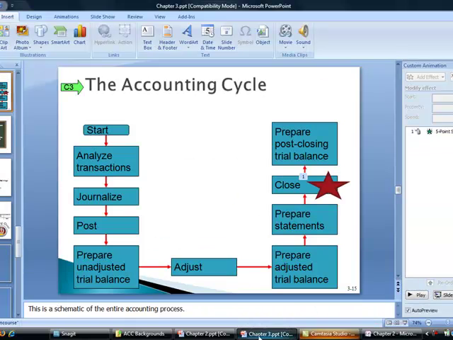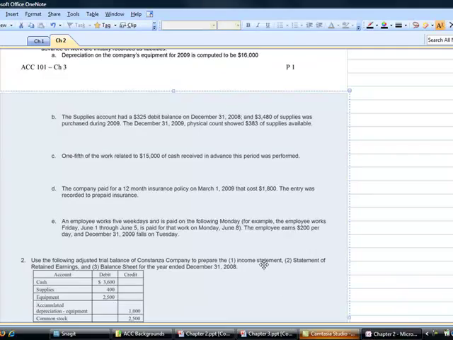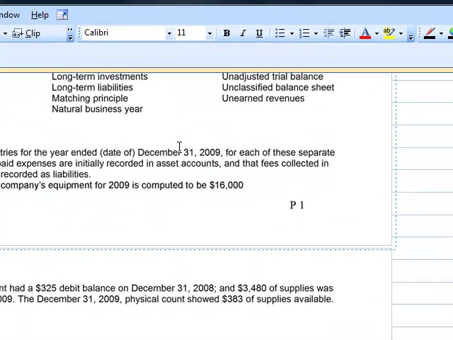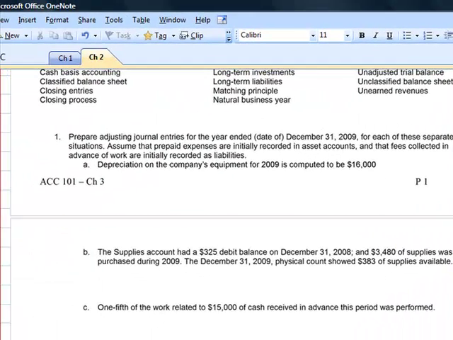Now before I take you to closing entries, I want to go ahead and go through your workout sheet. Okay, so here we've got number 1 says prepare adjusting entries for these different transactions. So you could pause for a minute and complete these, or you can just follow along and maybe redo them later. Okay, so A says we have depreciation on the company's equipment for $16,000. Now remember that you don't need to compute depreciation in this chapter. We just need to know how to record it.